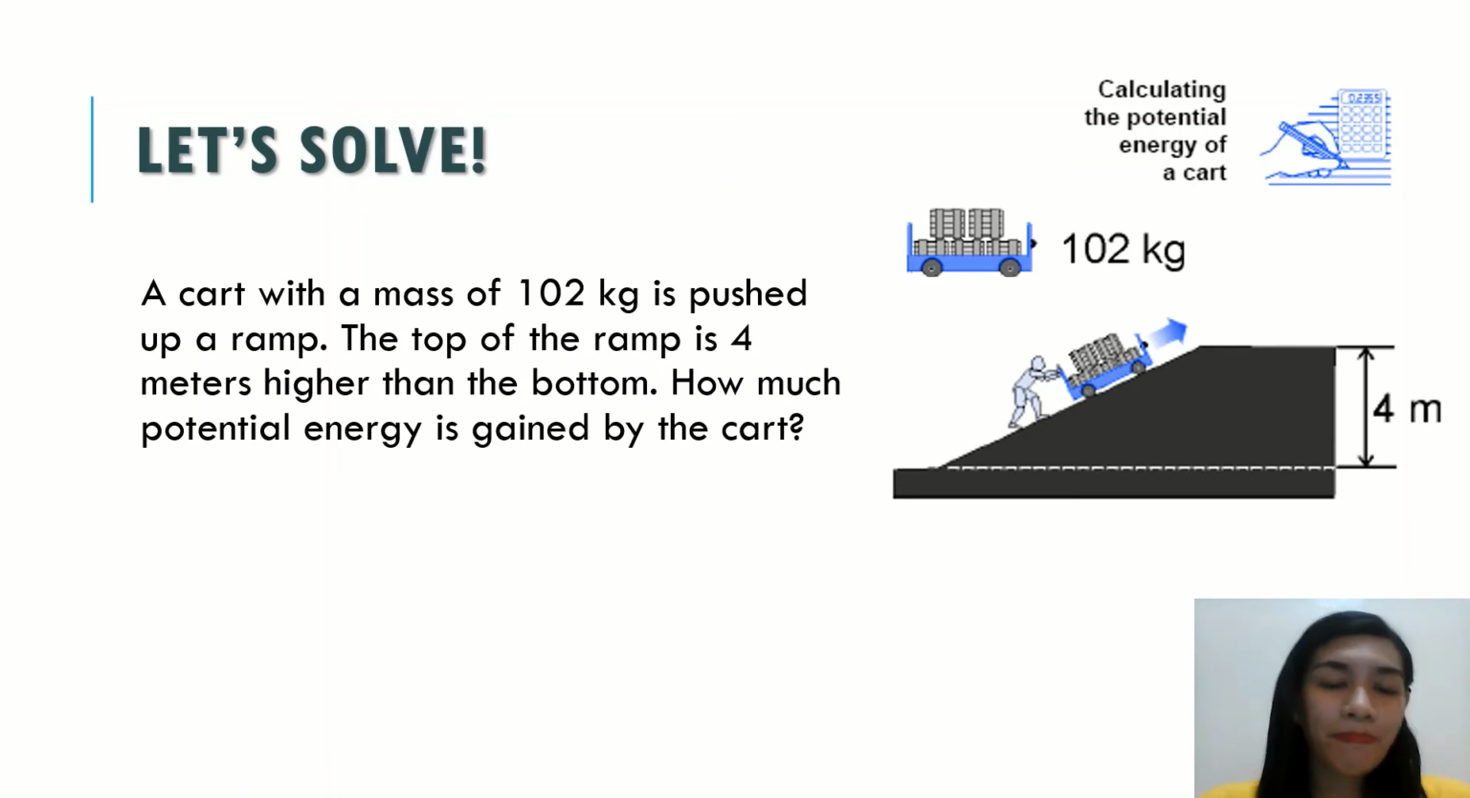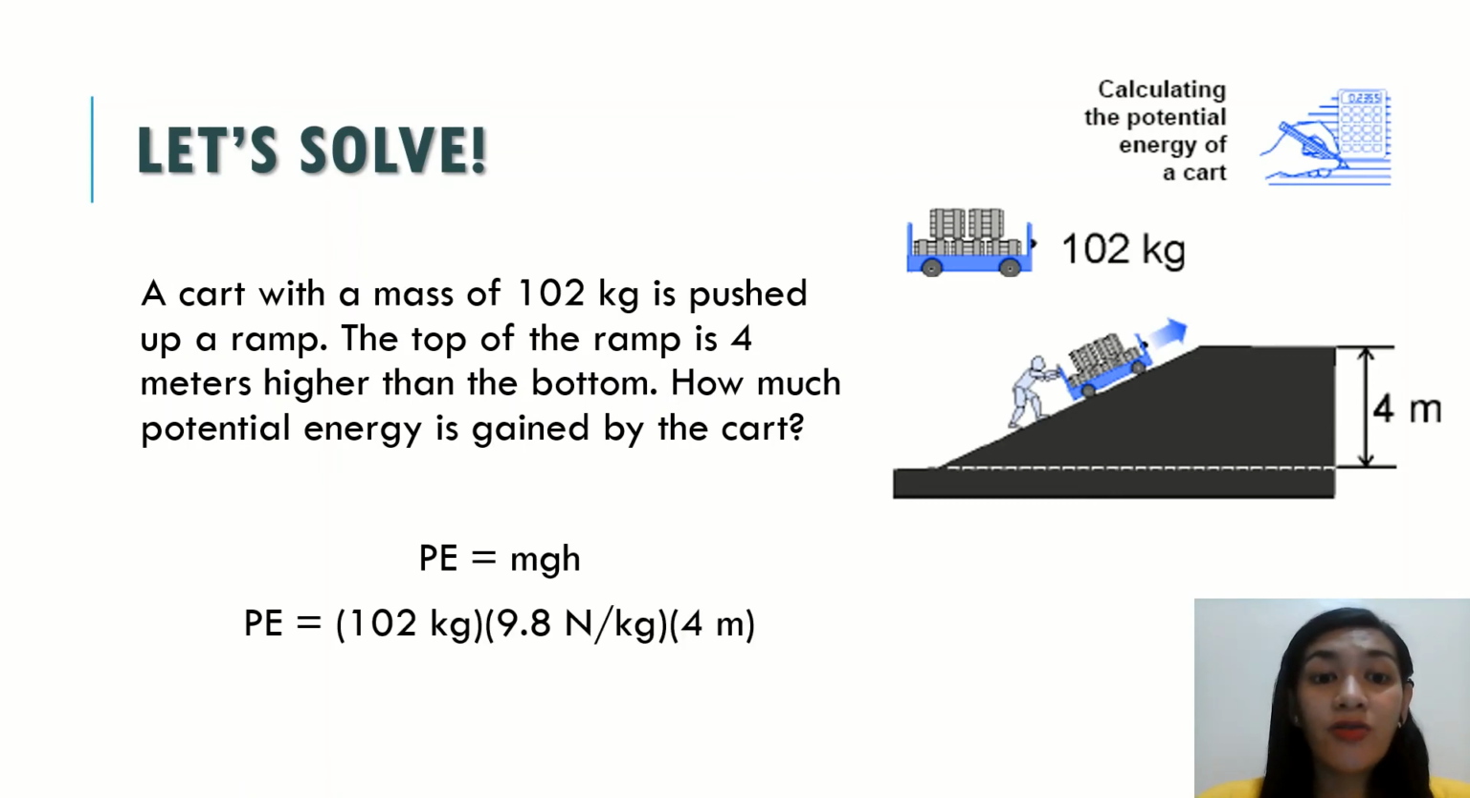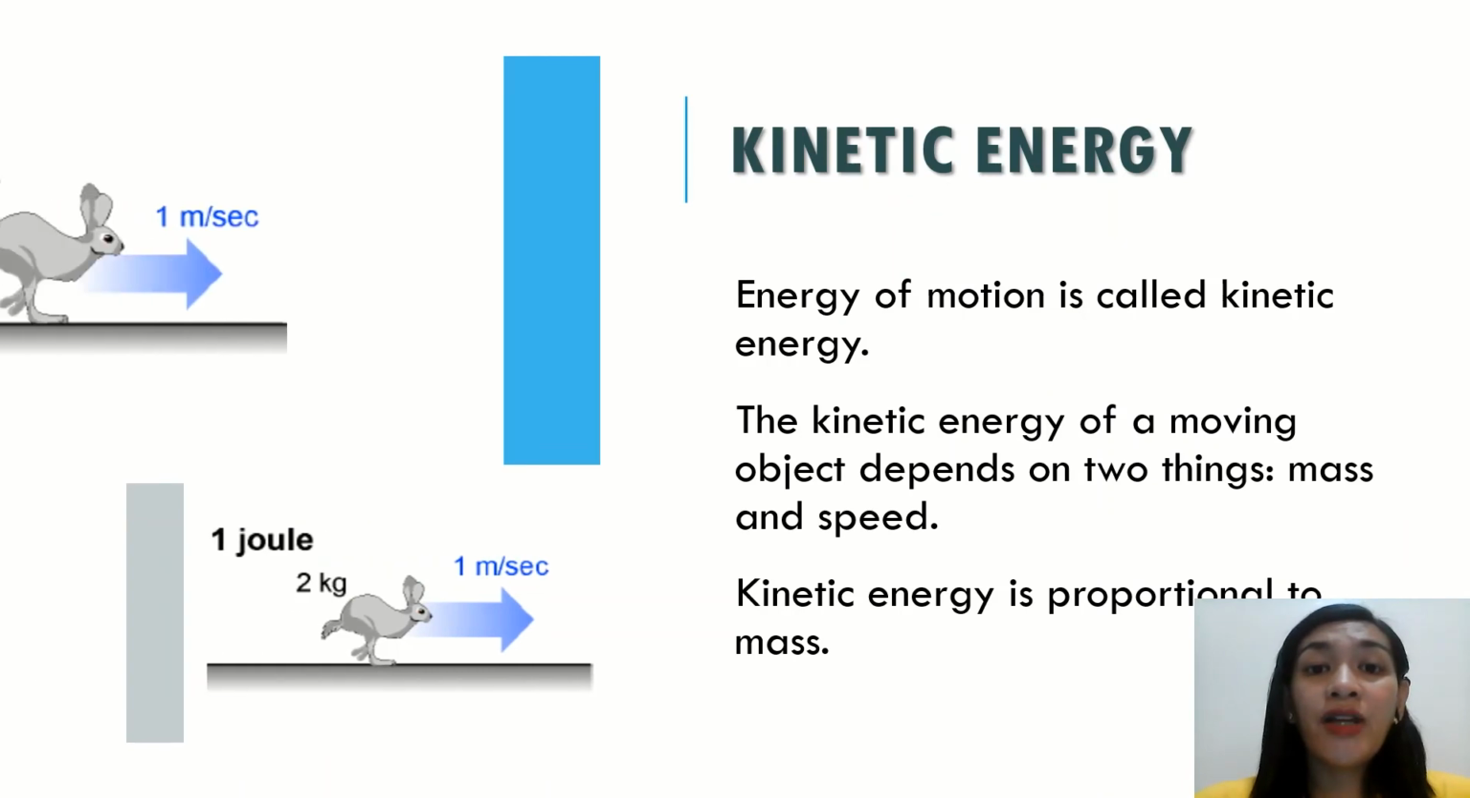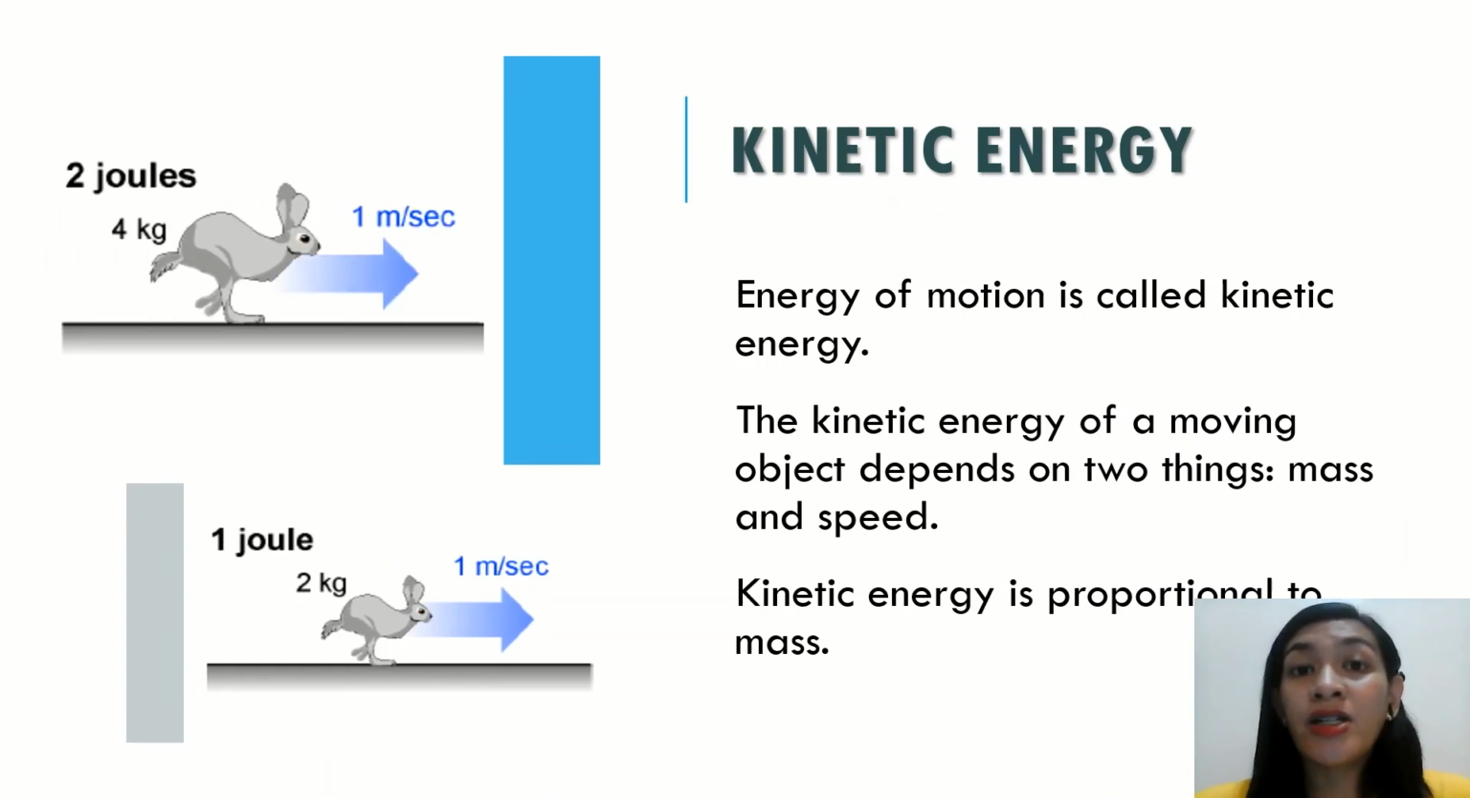Now, in solving this, we write our formula and then we get our values. Our mass is 102 kilograms and our gravity constant is 9.8 newtons per kilogram. We are using another unit instead of meters per second squared, but anyway, it's the same. And then we have your height, which is 4 meters. Multiplying all these, our potential energy is 3,998 joules.